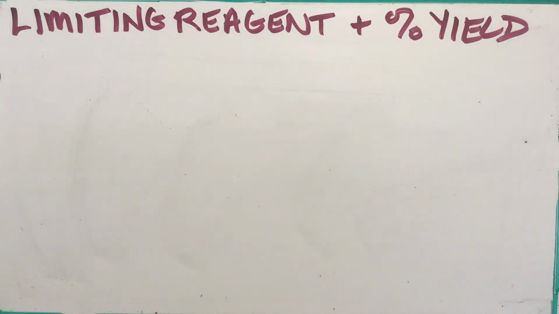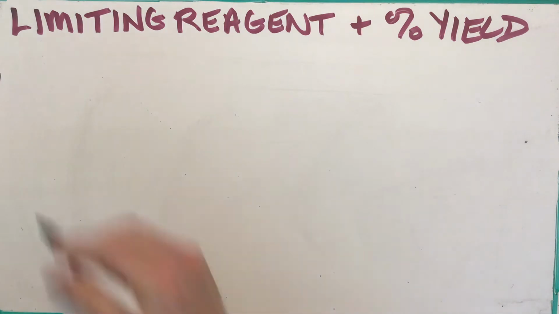So 1, 2, and 3 on that sheet were all just limiting reagent and maximum yield questions. From 4 on to 8, those were ones that involve percent yield, and that's the real reason I'm doing this video. So let's do one of those, all right? We'll do number 4.